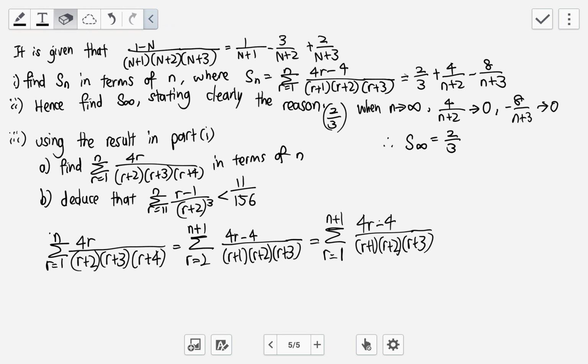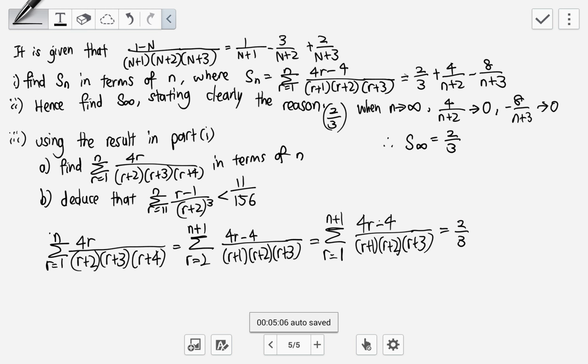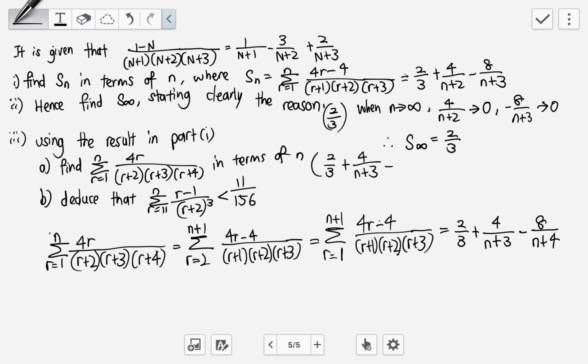Now I can use this result here, because the entire thing is the same. The only difference is n is changed to n plus 1. So I just change all this n to n plus 1 over here, making use of the earlier result. So n plus 1 plus 2 is n plus 3, minus 8 over n plus 1 plus 3, which is n plus 4. I got the result for this part. The answer for this is 2/3 plus 4 over n plus 3 minus 8 over n plus 4. So this is done, right?